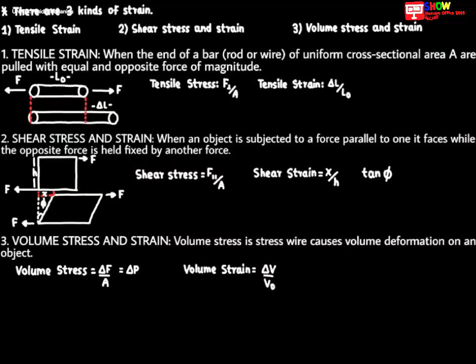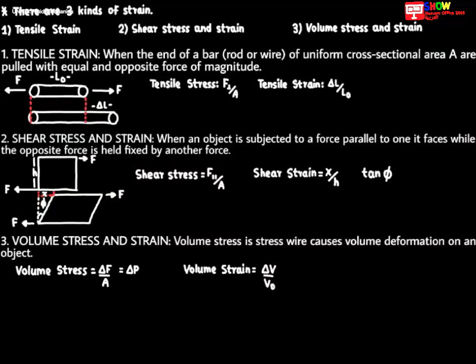Second, shear stress and shear strain. This occurs when an object is subjected to a force parallel to one of its faces while the opposite face is held fixed by another force. Shear stress is F parallel over area. Shear strain is x over h, which is tan phi.